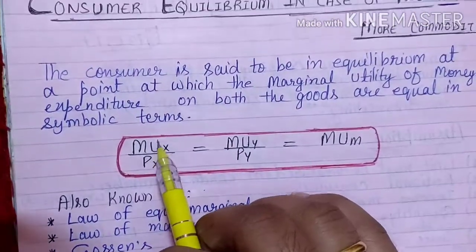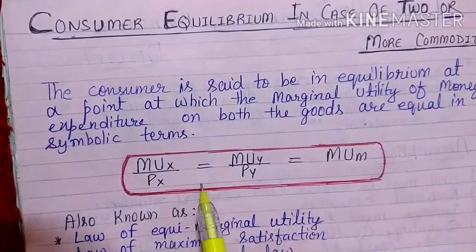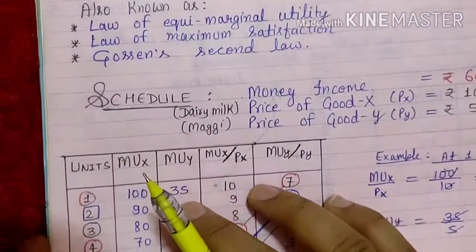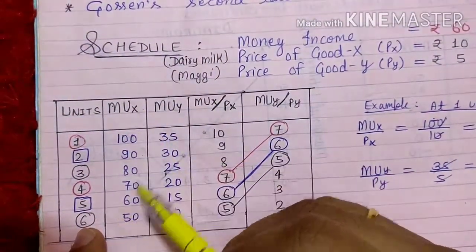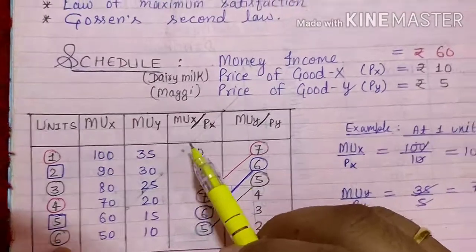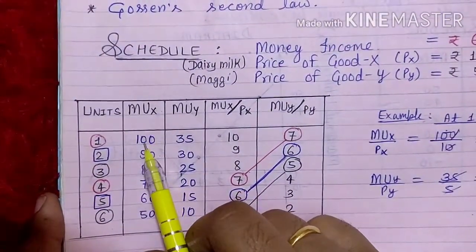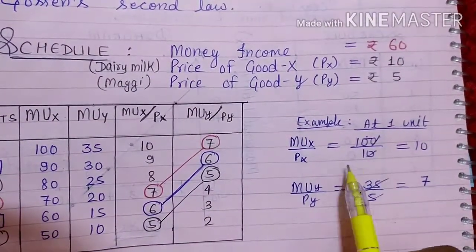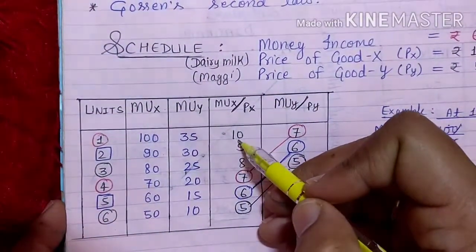Now see, we have learned that we get the point of equilibrium, or the consumer's equilibrium, at the point where MUX upon PX equals MUY upon PY. So we have to find MUX divided by the price of good X. What is the price of good X? Rupees 10. So 100, that is MUX, divided by rupees 10, that is PX. How much will it come? Cutting the 0 from both, it will come 10 only.